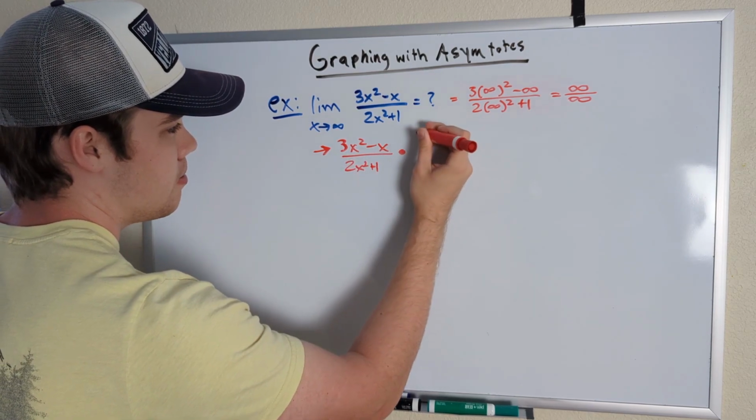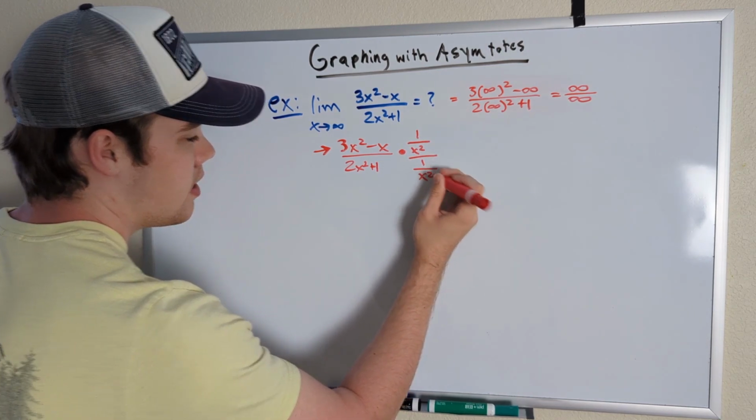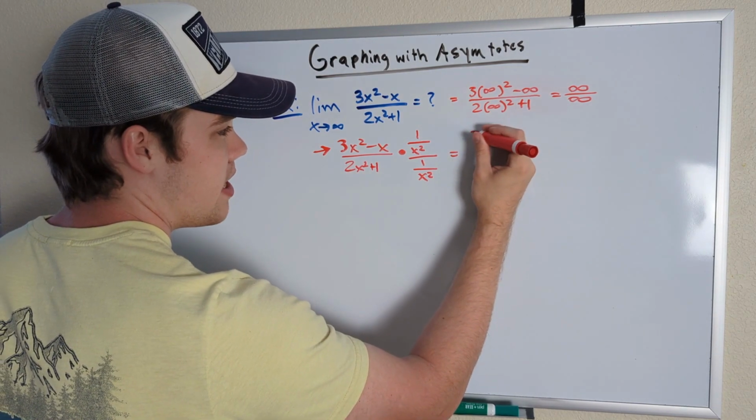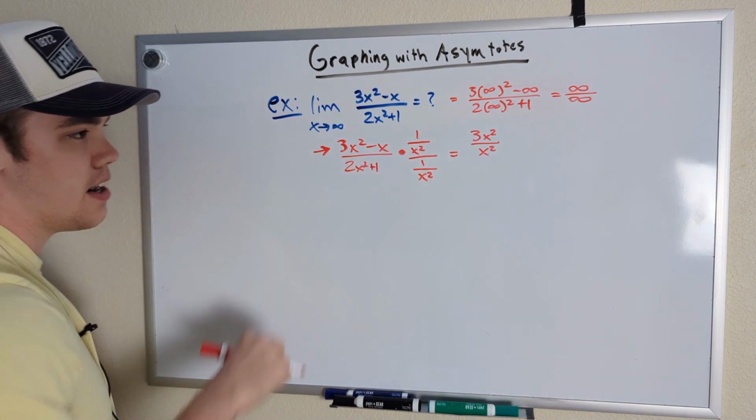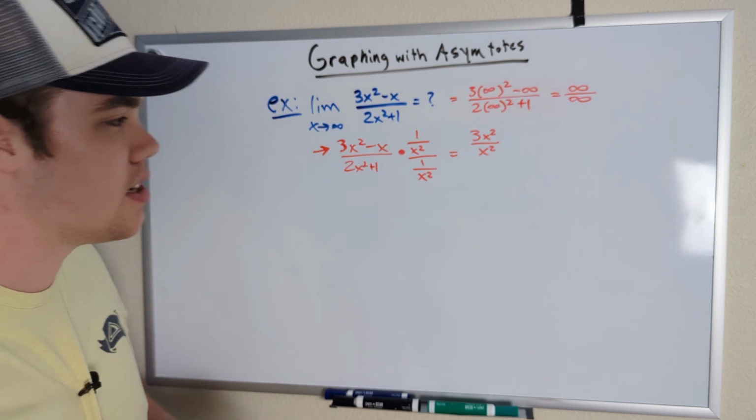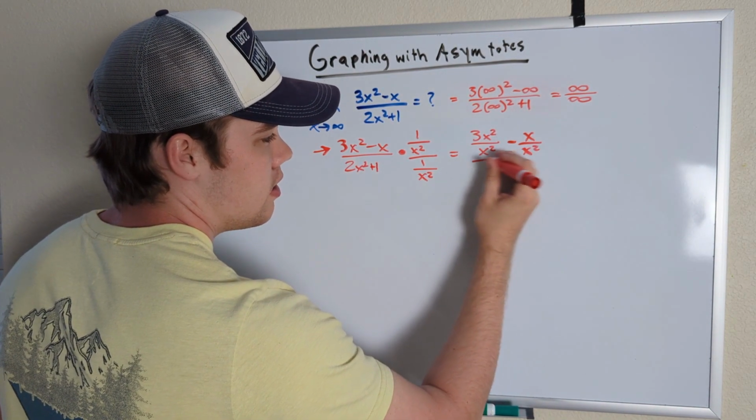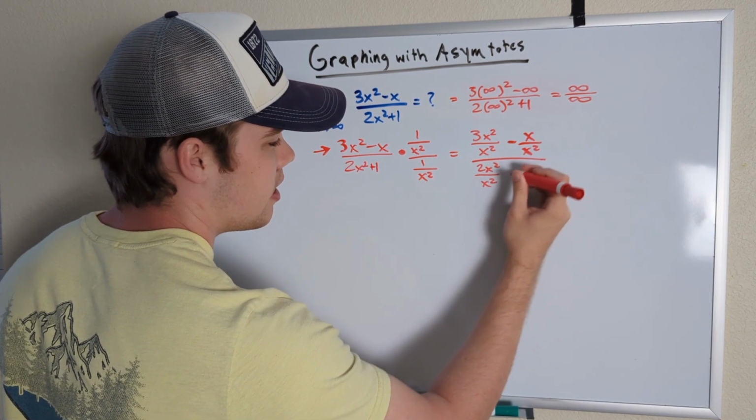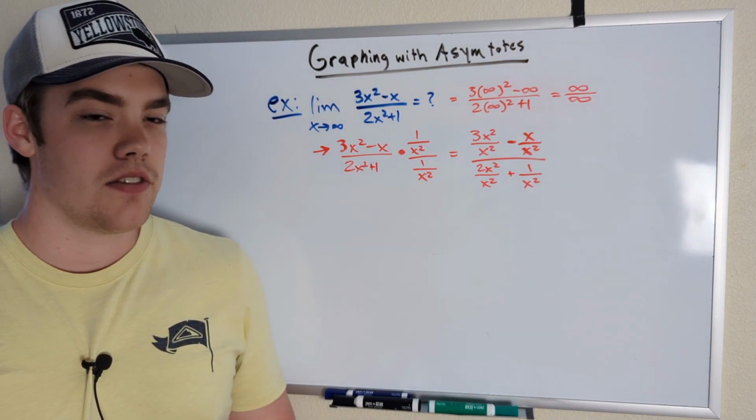And what I'm going to do is I'm going to multiply it by 1 divided by x squared on top and bottom. Distributing this to every number, this function ends up equaling 3x squared times 1 over x squared. Remember, whenever we multiply by a fraction, whatever is here, it turns into our numerator, and whatever's on bottom turns into our denominator, minus x divided by x squared, all divided by 2x squared divided by x squared plus 1 divided by x squared.